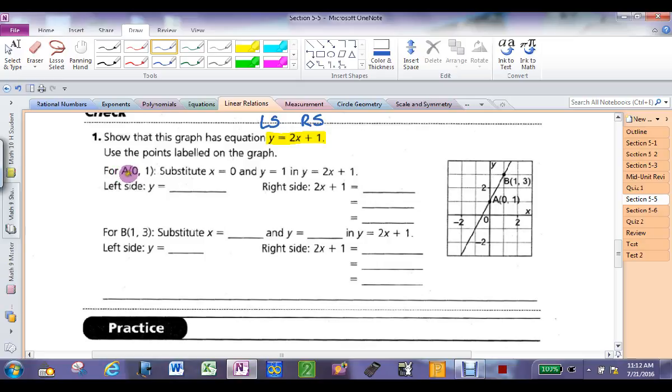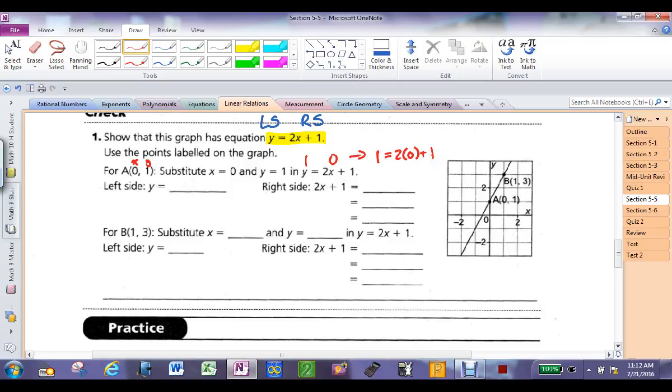For A equals (0, 1). What is that 0, an X or a Y? X. It's an X. What is the 1? A Y. Then it even tells you what to do with it. So here's the equation, Y equals 2X minus 1. What goes in for Y? 1. What goes in for X? 0. So now, the equation that we're dealing with is really 1 equals 2 times 0 plus 1, correct?